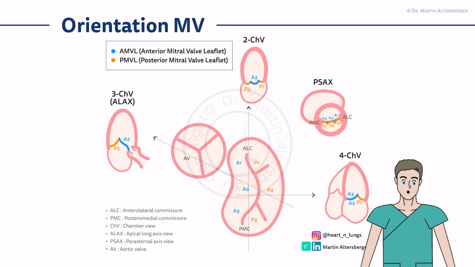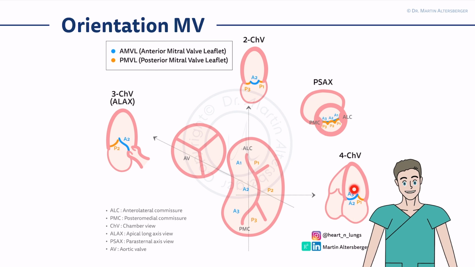So in the parasternal short axis view, we have A3 and P3, A2 and P2 in the middle, and A1 and P1 at the anterior lateral commissure. The posterior medial commissure, there we have A3 and P3. In the 4-chamber view, it's not always that clear. We have A3 or A2 and most likely P1 to P2.